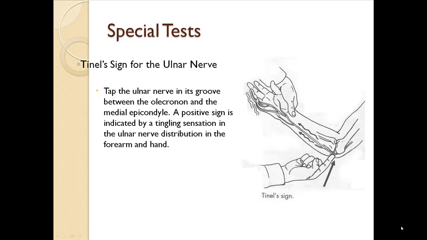Ulnar nerve entrapment, as it passes in its groove between the olecranon process and the medial epicondyle or medial condyle, is not uncommon, and we can perform a test called Tinel's sign in which we tap along the course of the nerve. If there is pressure, if there's irritation of the ulnar nerve itself, the patient will often complain of pins and needles and tingling over the ulnar nerve distribution, so over the medial 1.5 digits and medial aspects of the hand.